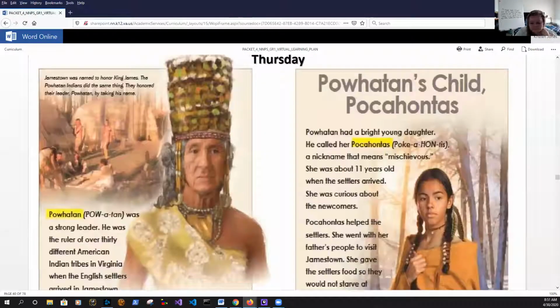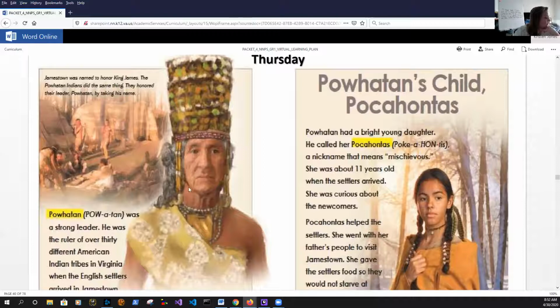Okay. So Jamestown was named to honor King James. The Powhatan Indians did the same thing. They honored their leader Powhatan by taking his name. So the settlers, when they sailed in ships across the ocean and landed in Virginia, they named it Jamestown after their king in England, whose name was King James. The Powhatan people are called the Powhatan Indians because they wanted to honor their chief, whose name was Chief Powhatan.